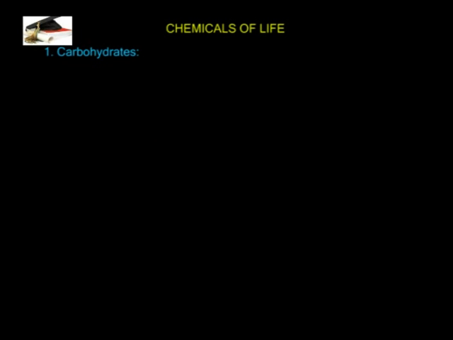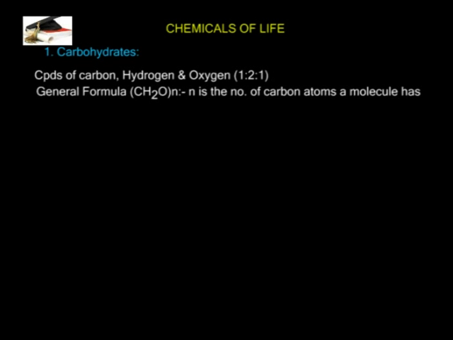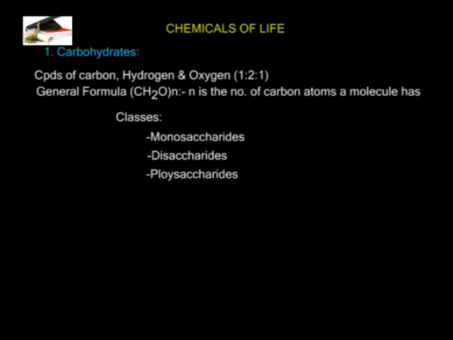Carbohydrates. Carbohydrates are compounds of carbon, hydrogen, and oxygen. The elements are in the ratio of 1 to 2 to 1. This gives the carbohydrates a general formula of CH2O in bracket N, where N represents the number of carbon atoms a molecule of a carbohydrate has. Carbohydrates can be divided into the following types: monosaccharides, disaccharides, and polysaccharides.